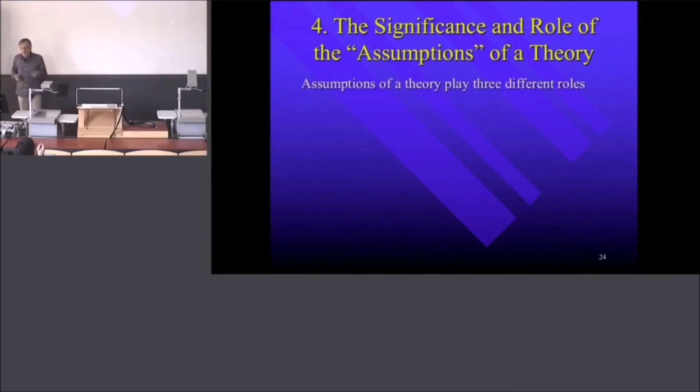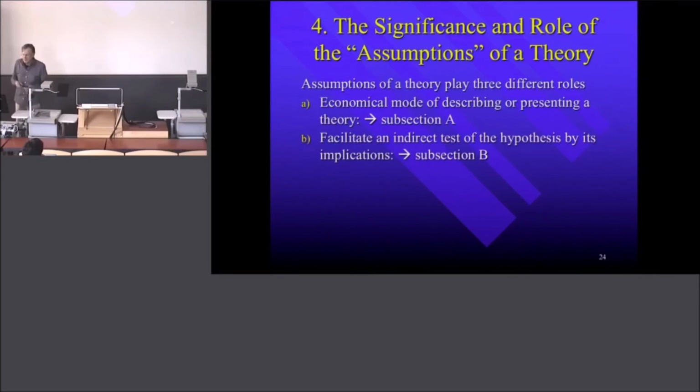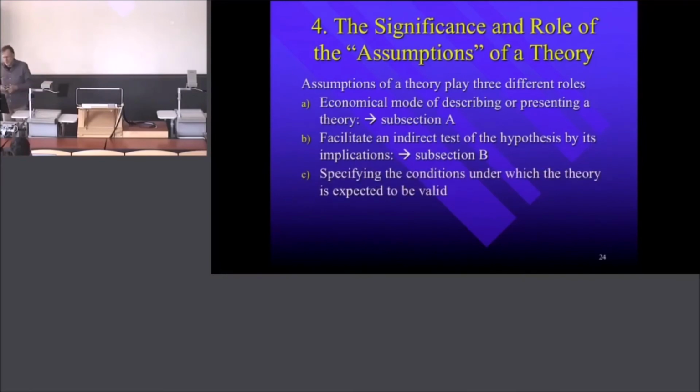So what he's claiming then is that assumptions of a theory, these assumptions with scare quotes, play three different roles. They are an economic mode of describing or presenting a theory, that is dealt with in subsection A. Then they facilitate an indirect test of the hypothesis by its implication, that's subsection B. And they specify the conditions under which the theory is expected to be valid. This is a somewhat tricky formulation because the assumptions themselves do not do that. But you can, by looking at the assumption and then testing, see the sort of situations for which the theory is applicable. And that's, of course, restricted by the assumptions.